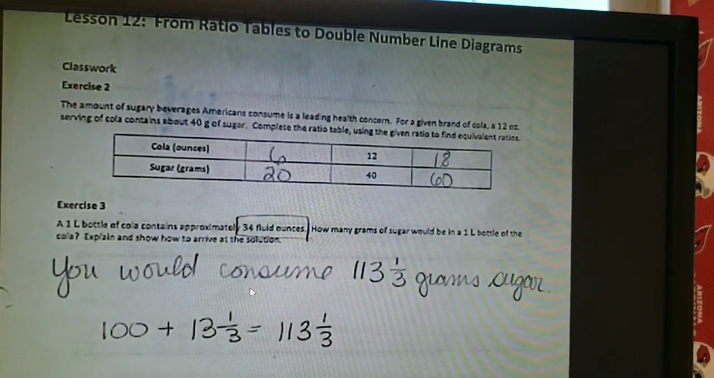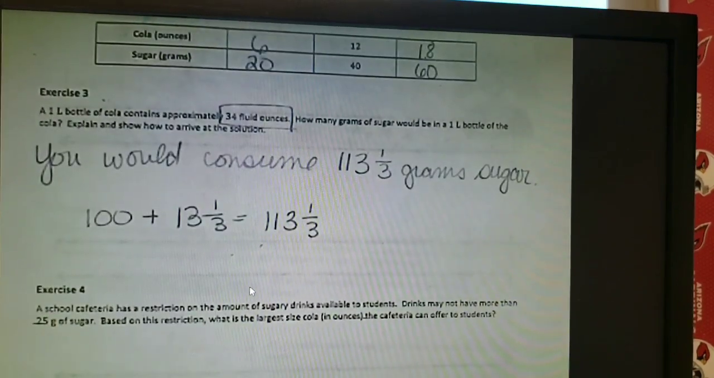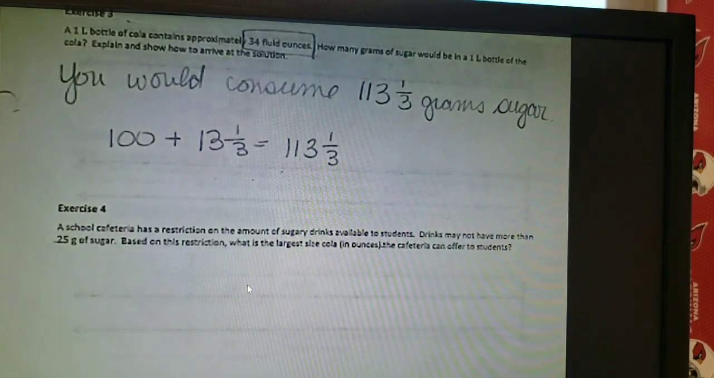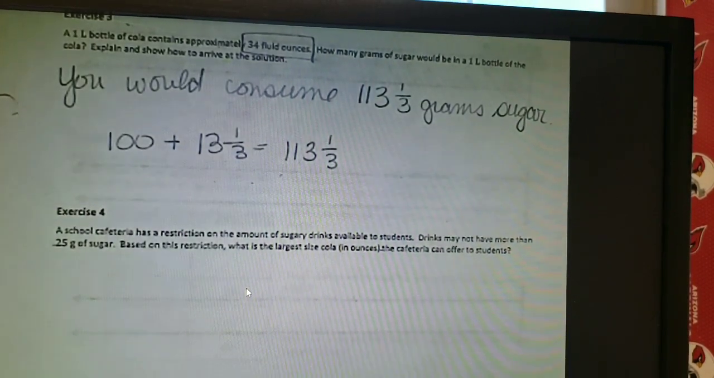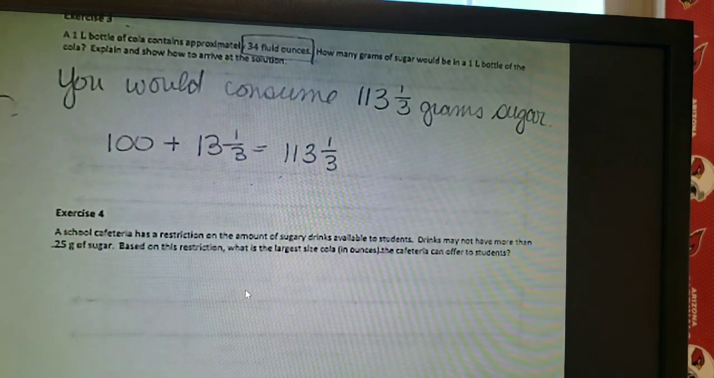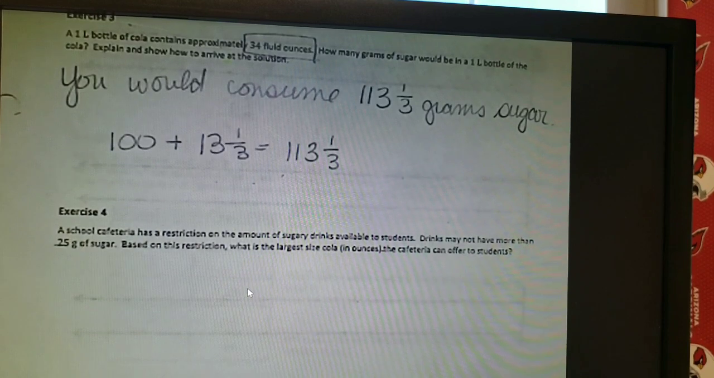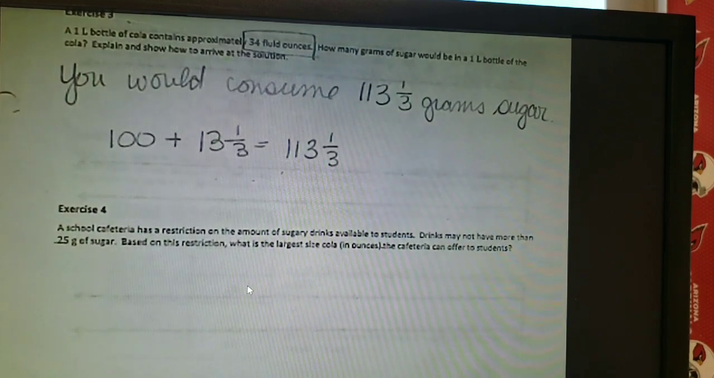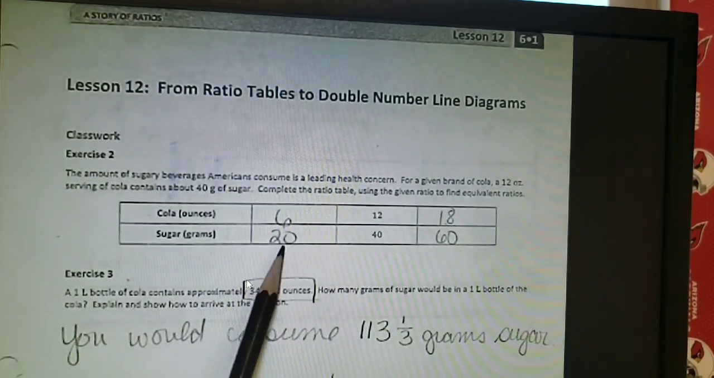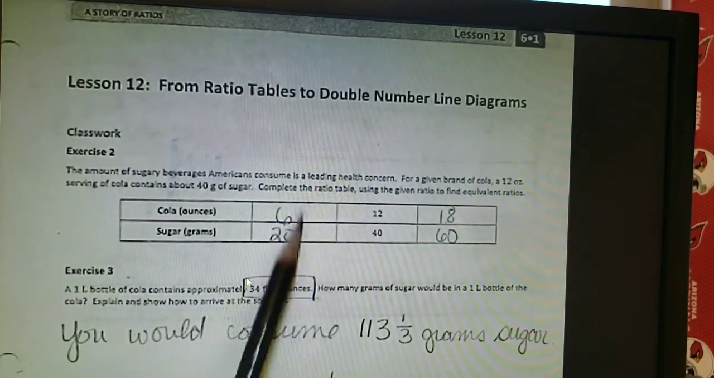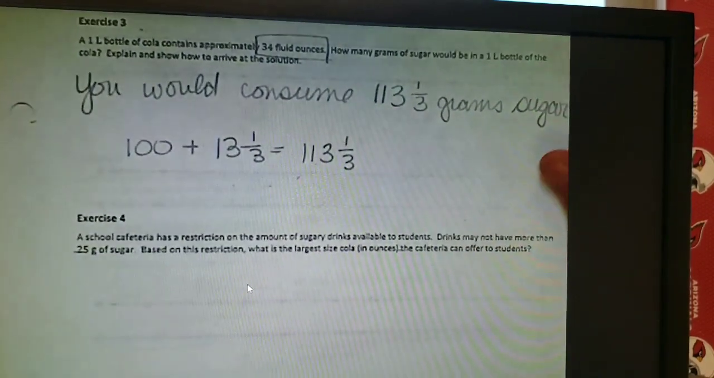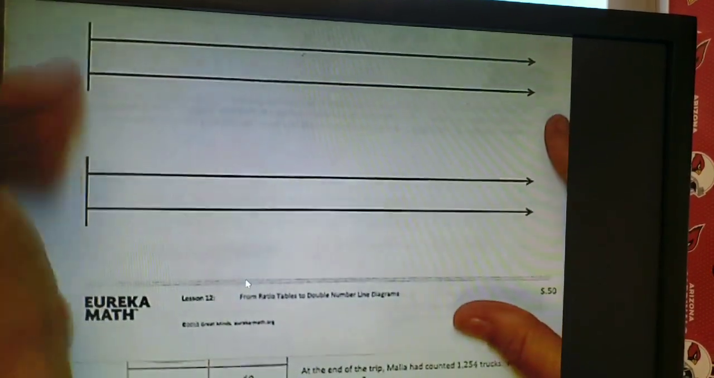These are a little tricky. They can be hard. Okay, so let's look at exercise 4 again. A school cafeteria has a restriction on the amount of sugary drinks available to students. Drinks may not have more than 25 grams of sugar. Based on this restriction, what is the largest size cola in ounces the cafeteria can offer students? Okay, so if we looked again at our table, we go 20 and 40, which means we don't have 25 grams on there. So we need to create a double number line so that we have 25 on there. So we're going to do example 4 just right down here.